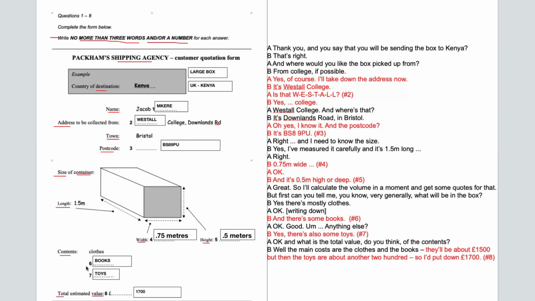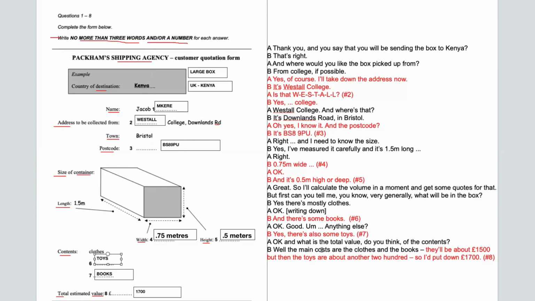Now going on to the contents, he says that there were some clothes, and then we have books, and she says anything else, and he said toys. So we have number 6 and number 7. Remember, you could also put toys as number 6 and books as number 7, as I've just done here as well.